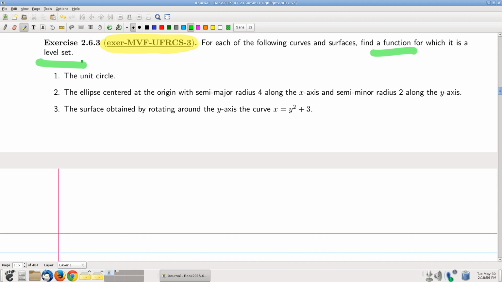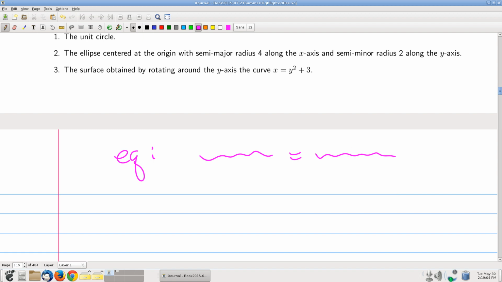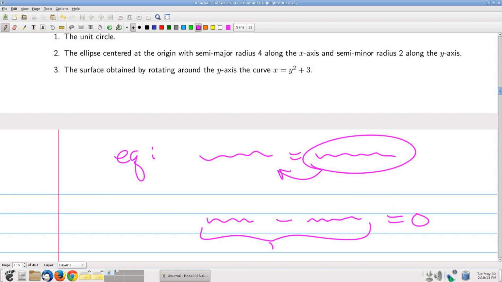Once you find the equation of the surface, you take all of that, throw it over to the other side, and you get stuff minus whatever that stuff was equals 0, and there's your function.